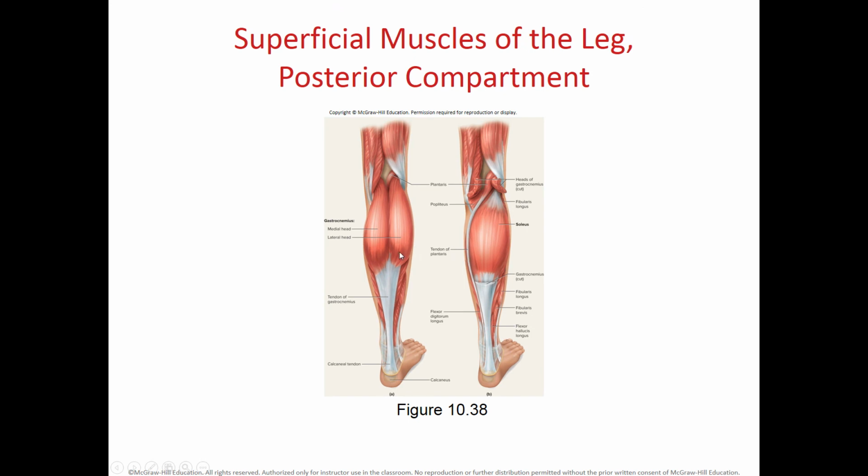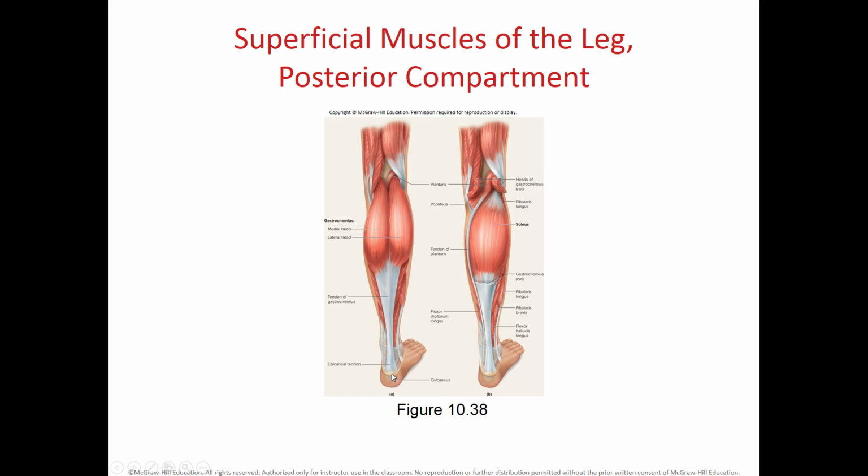Now in the posterior compartment of the leg, we have the plantar flexors of the ankle, flexors of the toe. So these ones will help us basically to walk on our toes. So we have the gastrocnemius, soleus, and plantaris. So gastrocnemius has 2 heads, the medial head and the lateral head. If you remove it, you will be able to see the soleus. And all of them end up in this tendon that is called the calcaneal tendon that is inserted into the heel.